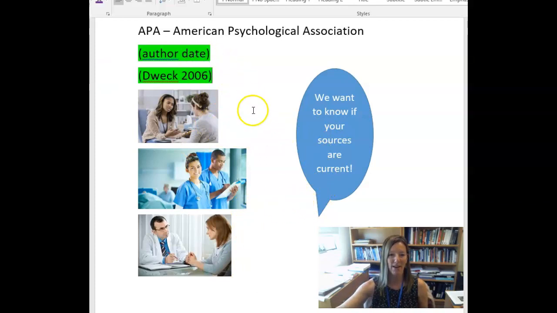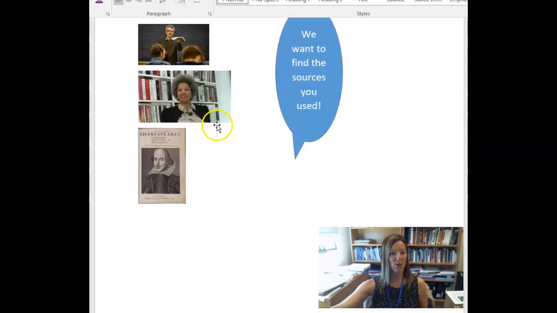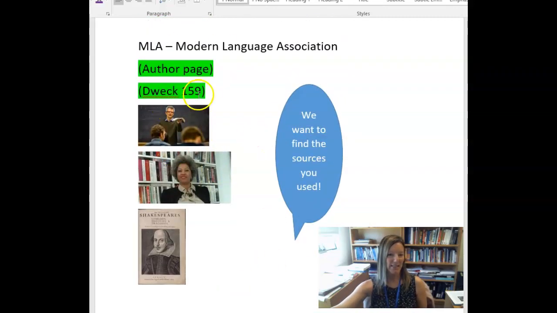So that's why, if you've ever wondered, MLA has that author page format and APA has the author date format. Again, we are going to be using author page format in this class. And since we don't actually know what page anything's on, because it's a video, you're just going to need to put Dweck in parentheses if you want to cite it that way.